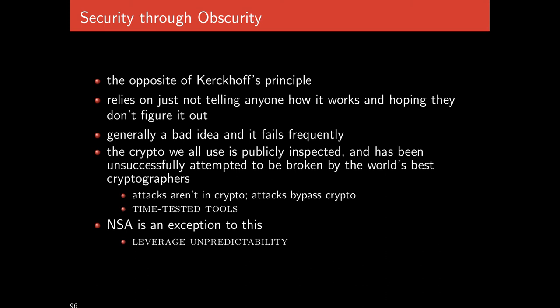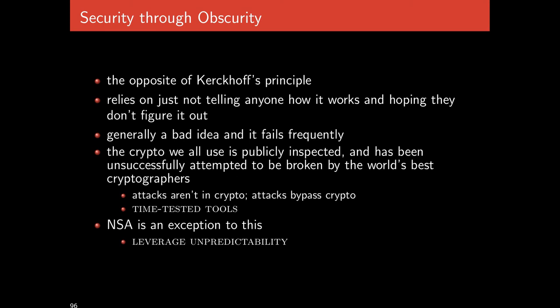The crypto that we use for everything has all been publicly inspected and has been unsuccessfully attempted to be broken by the world's best cryptographers. Typically, the attacks are not in crypto. The crypto we have is solid. The attacks that we see frequently in the world are attacks that bypass crypto or work despite crypto, not by breaking crypto itself. Crypto is not the weakest link. And so the crypto that we use, these are all time-tested tools.